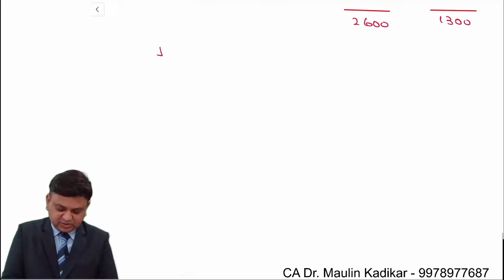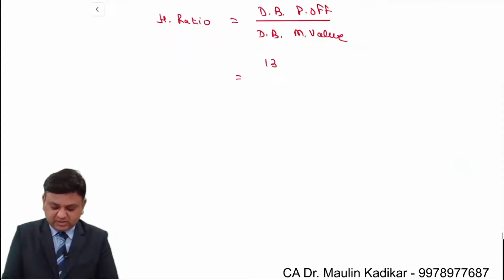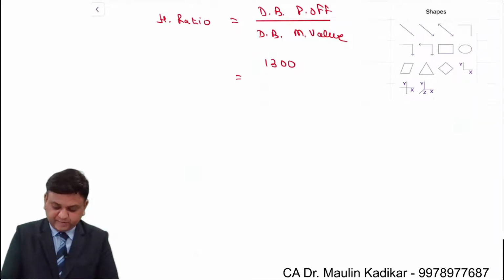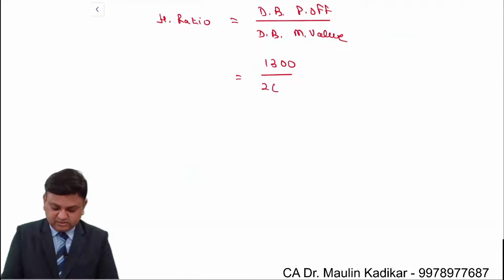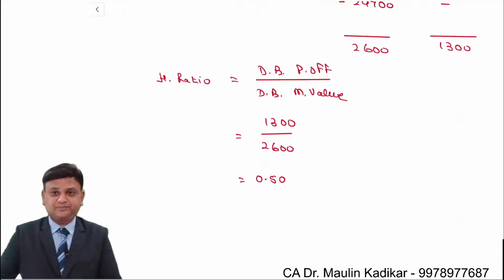As far as the hedge ratio is concerned, the hedge ratio is the difference between payoffs upon the difference between the market price of the share, that is, the difference between the market values of the underlying asset. So it is 1,300 divided by 2,600. That comes to 0.5. That is the hedge ratio.